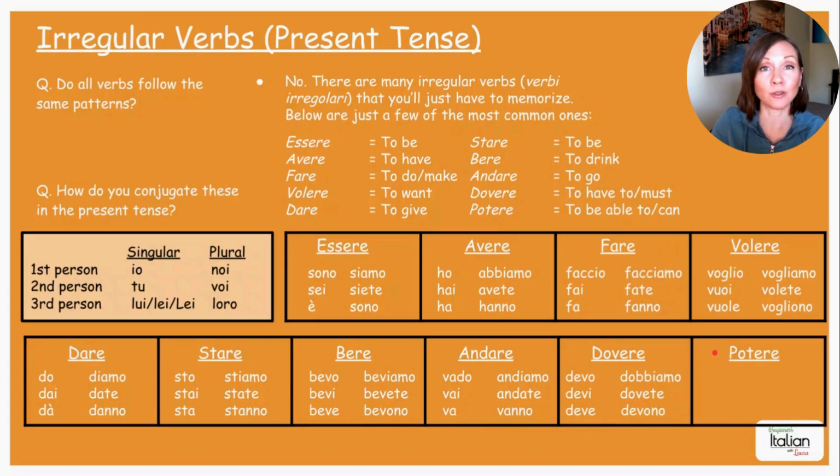And then finally we have potere: posso, puoi, può, possiamo, potete, possono. Again, we have an accent mark here on the può. These are pretty different as well, so you just have to memorize those. Great job. Go over these as many times as you can, and make a little song out of it so that you can remember it in your head, and you'll get it eventually.